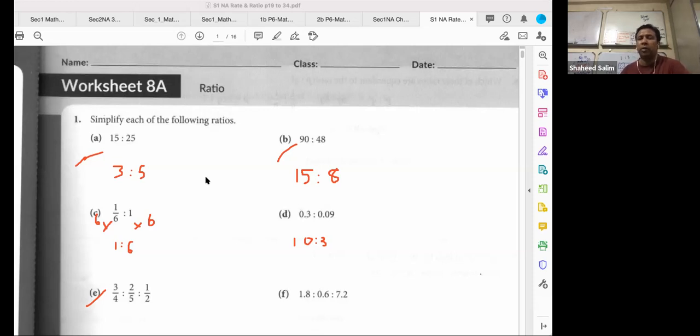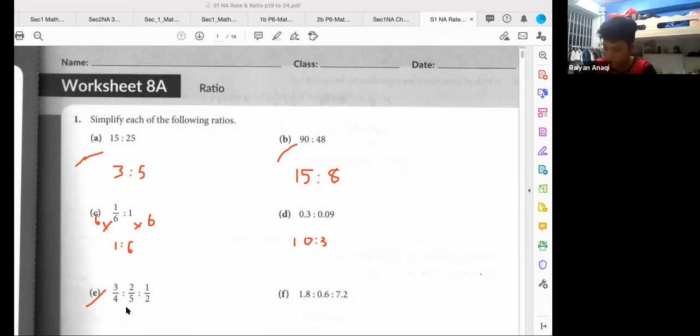Okay, you make them have the same denominator. You can make all of them into 20, 20, 20. Then once you can do that, you cancel all the denominators. You make it the same denominator first. Okay.